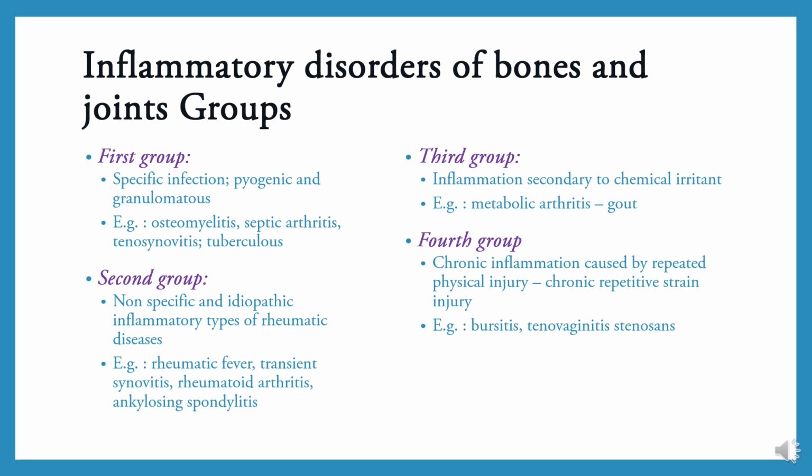The third group is the inflammation secondary to chemical irritant such as metabolic arthritis or gout. Fourth group is the chronic inflammation caused by repeated physical injury such as chronic repetitive strain injury, for example, bursitis, hematogenous tenosynovitis.